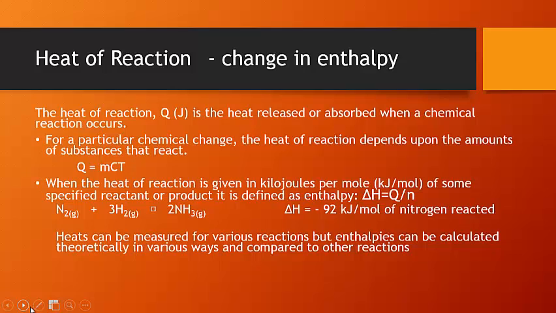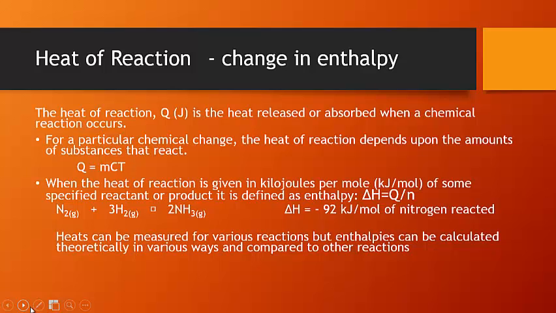We define a heat of reaction as the heat that's released or absorbed when a chemical reaction occurs. So for a particular chemical change, the heat of reaction is dependent on the amount of substance that you use, and also the specific heat capacity of the substance. Now sometimes you're looking at solutions, so you might be using the specific heat capacity of water. Sometimes you might be using other systems, like a gas.